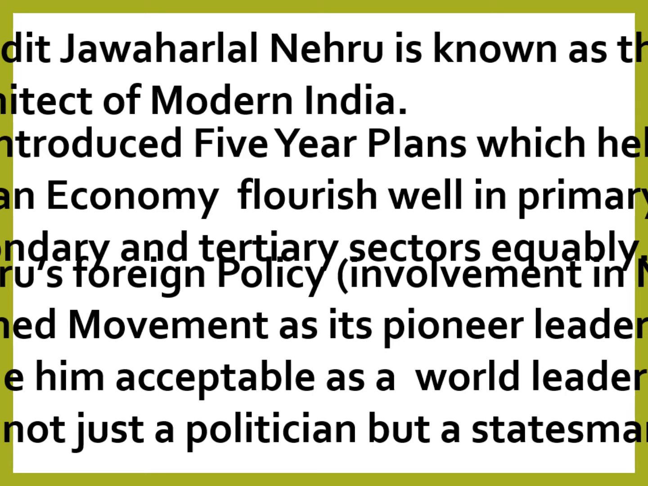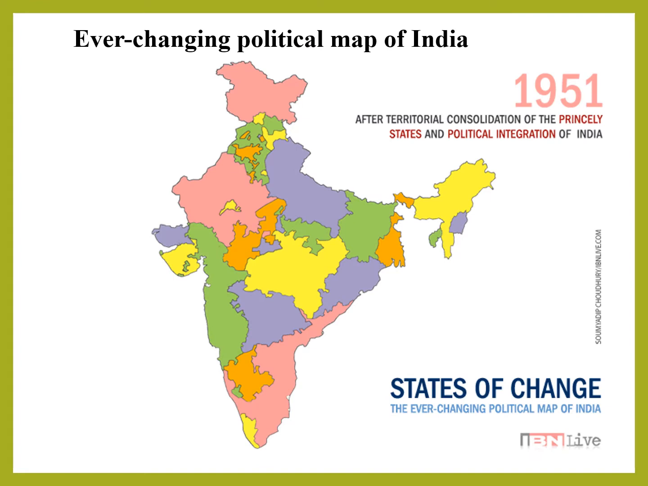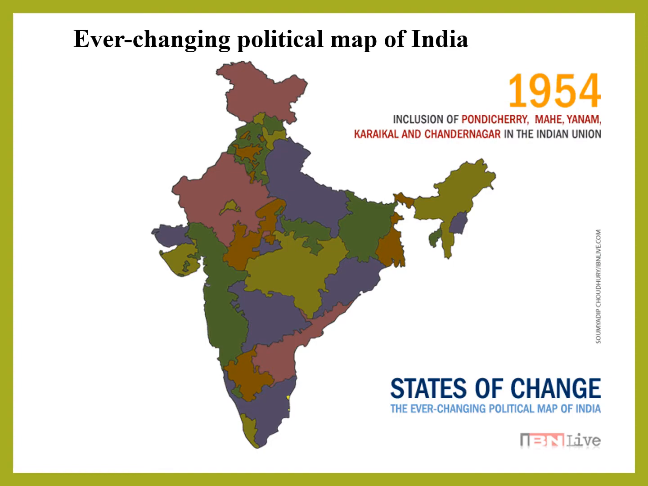Pandit Jawaharlal Nehru is known as the architect of modern India. He introduced five-year plans which helped the Indian economy flourish well in primary, secondary, and tertiary sectors equally. Nehru's foreign policy and involvement in the non-aligned movement as its pioneer leader made him acceptable as a world leader. He was not just a politician but a statesman. Here you can see how India's political map changed since independence.